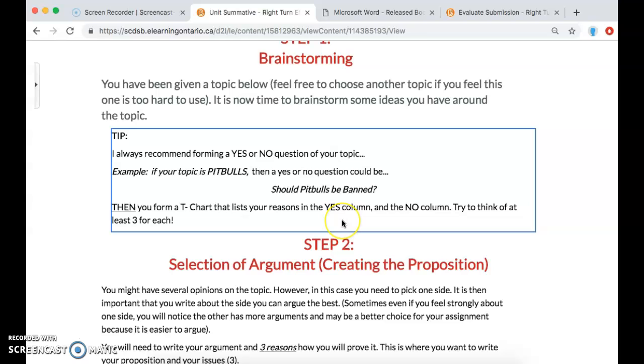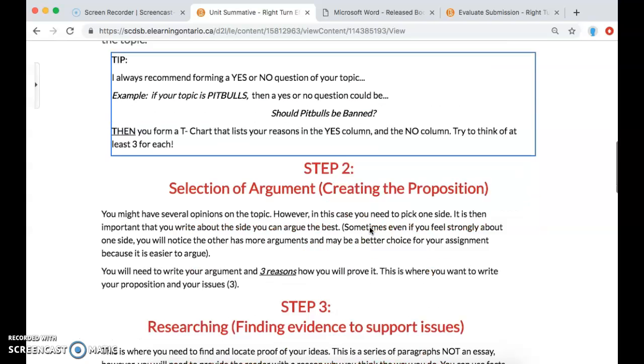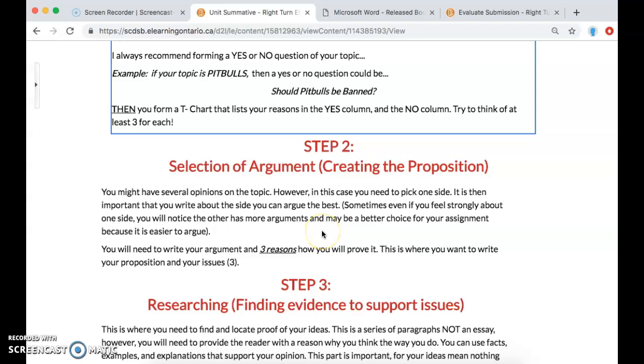Once you have done this first step, the brainstorming and the ideas based around your topic, you're ready to start forming what your actual argument is going to be. So even though you might, depending on the topic, fall more on one side or the other, what I recommend sometimes is that even if you feel strongly about one side of the argument, if you notice that the other side is something you can argue really well just because there were more facts and information for it, it might be better to do for an assignment just because it's easier to argue. It doesn't mean that you have to, it's just sometimes a good strategy to use in school, especially when you're doing assignments that you don't really want to do to begin with, right?